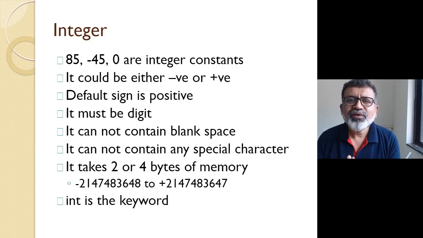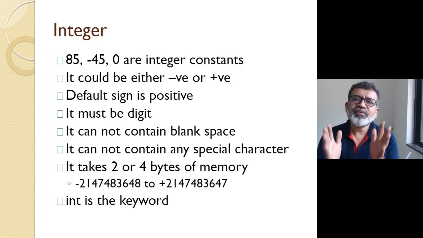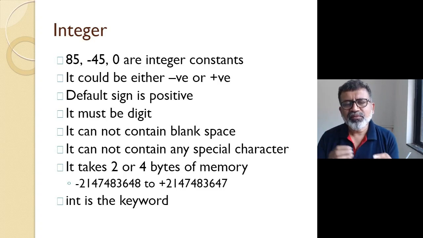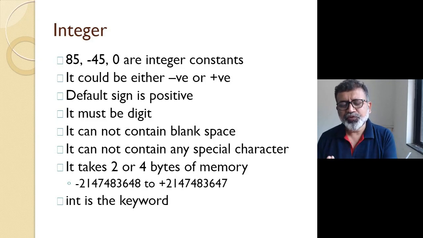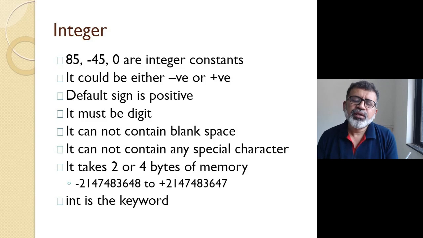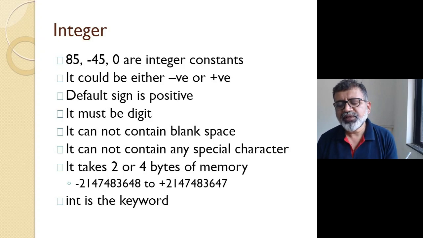So let's have a look at the first example of primary constant, integer constant. Almost all programming languages have got this constant. A little bit of difference is there. Same is derived by C++ and Java, right? So basically numbers like 85, positive or minus 45, 0 are integer constants, right? So definitely it could be either negative or positive, right?